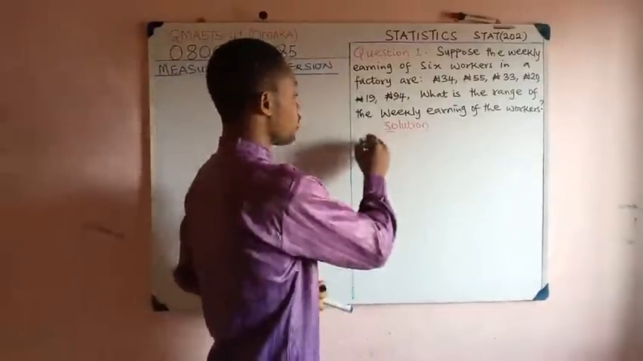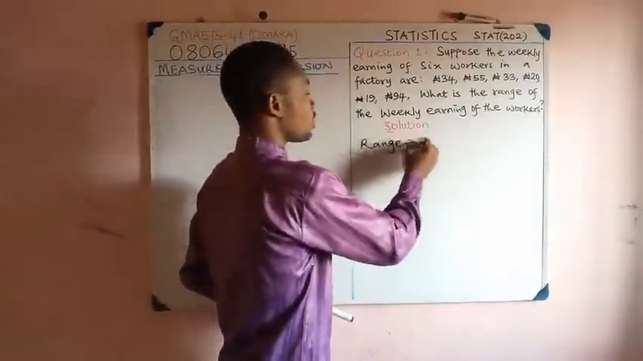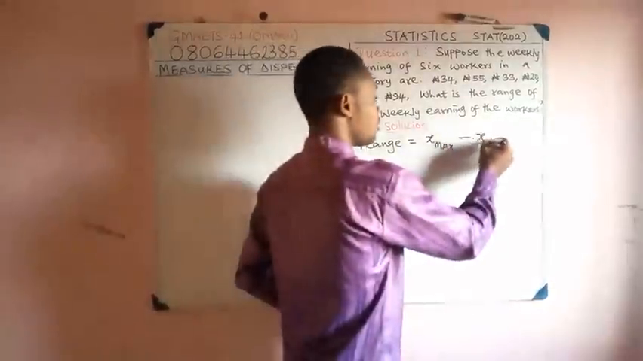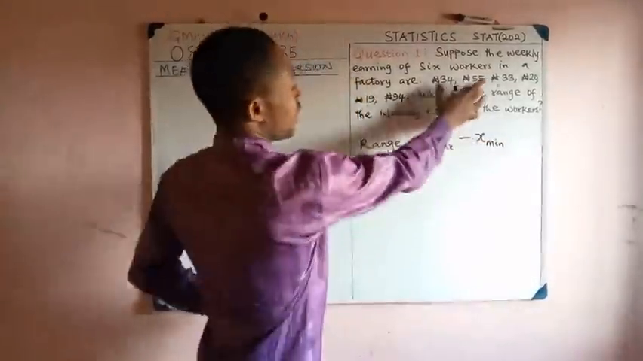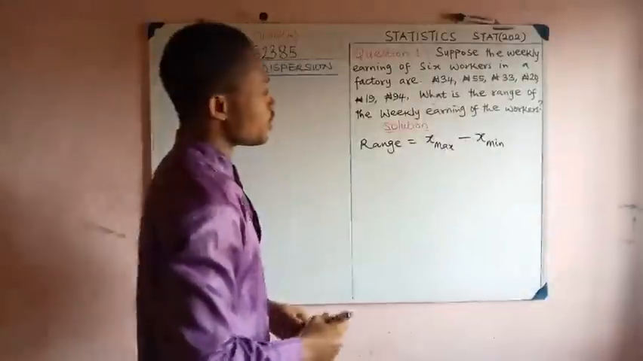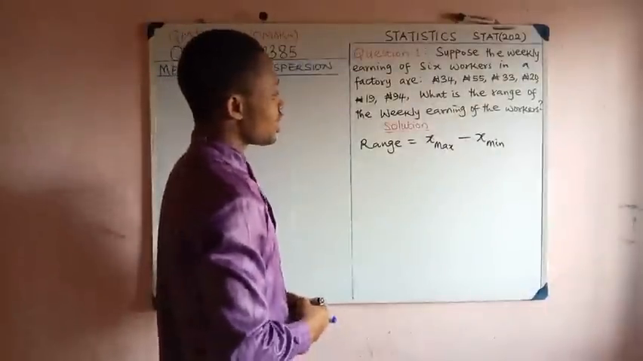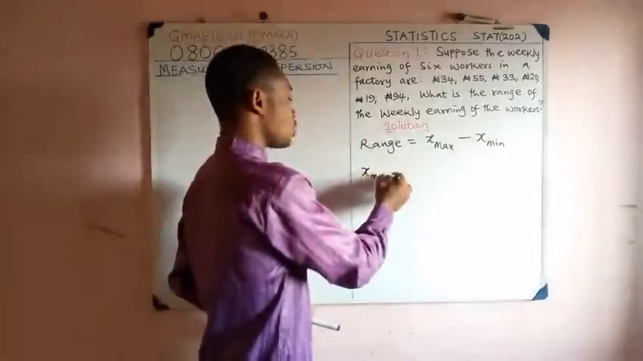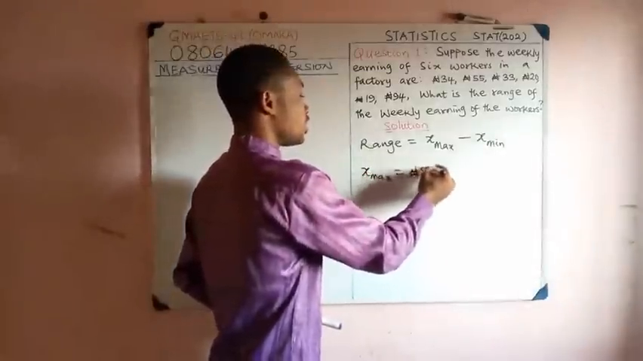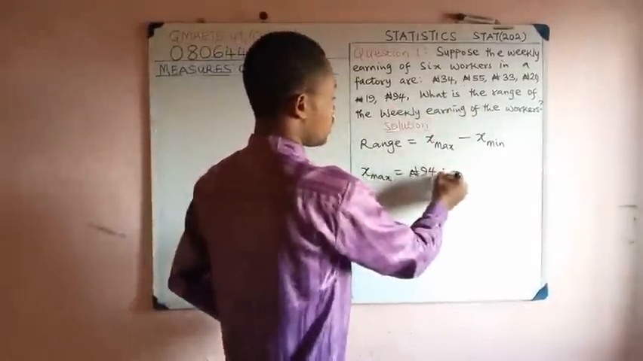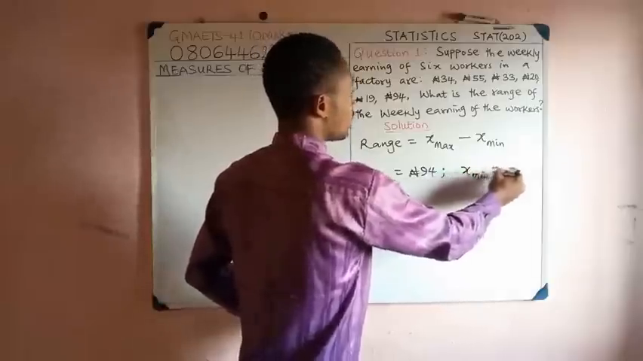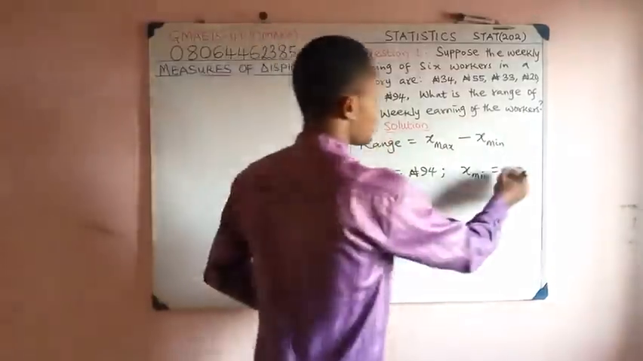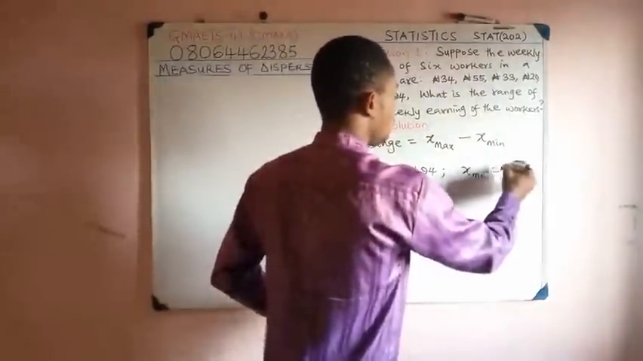Of course, we know that the range, all right, we have the formula to be equal to the maximum value in the distribution minus the minimum value in the distribution. If we look at this weekly earning of the workers in this factory, the distribution shows that 94 is the maximum earning, right? So that X max is equal to 94 naira, and then the minimum earning there, which is X min, let's look at that. Okay, you would see that it's 19 naira, right? So we're going to write 19 naira.